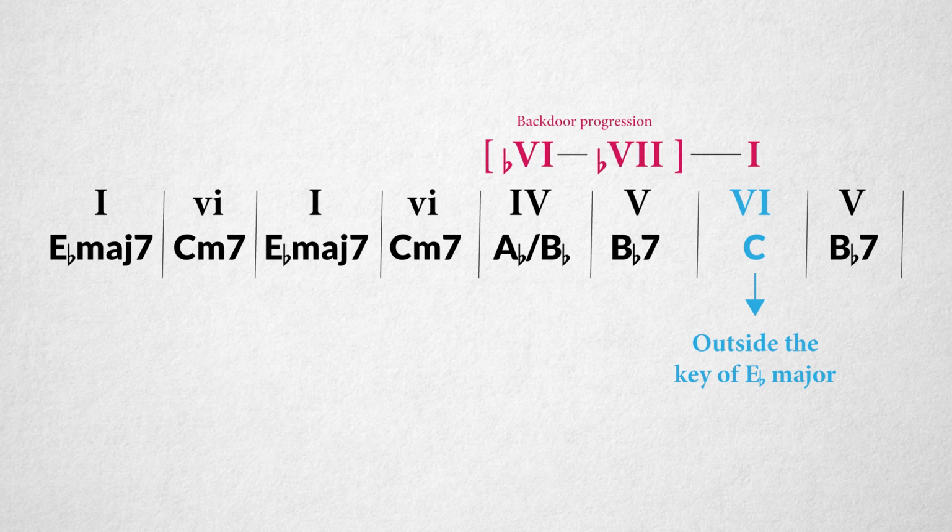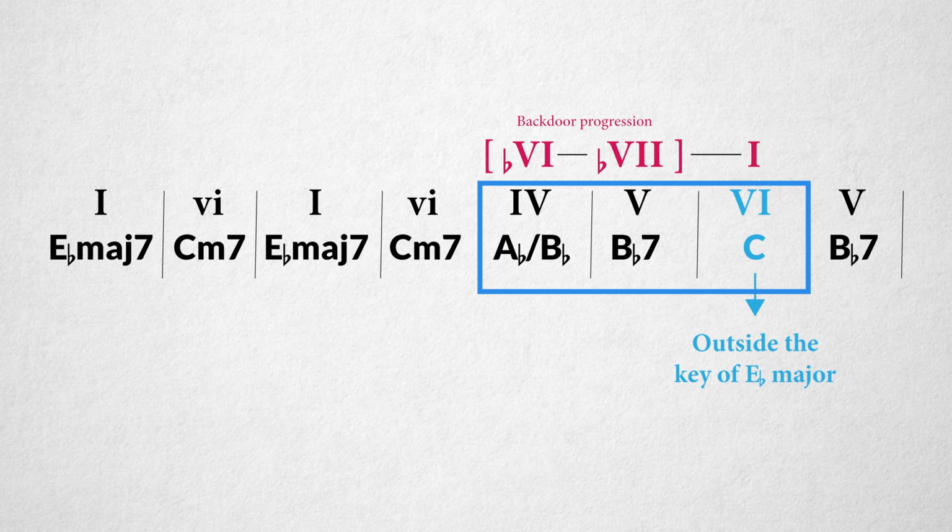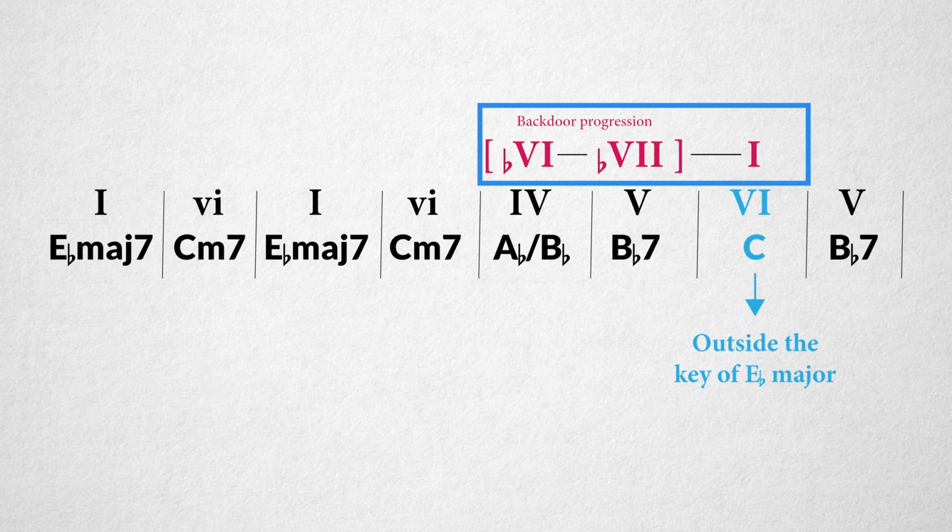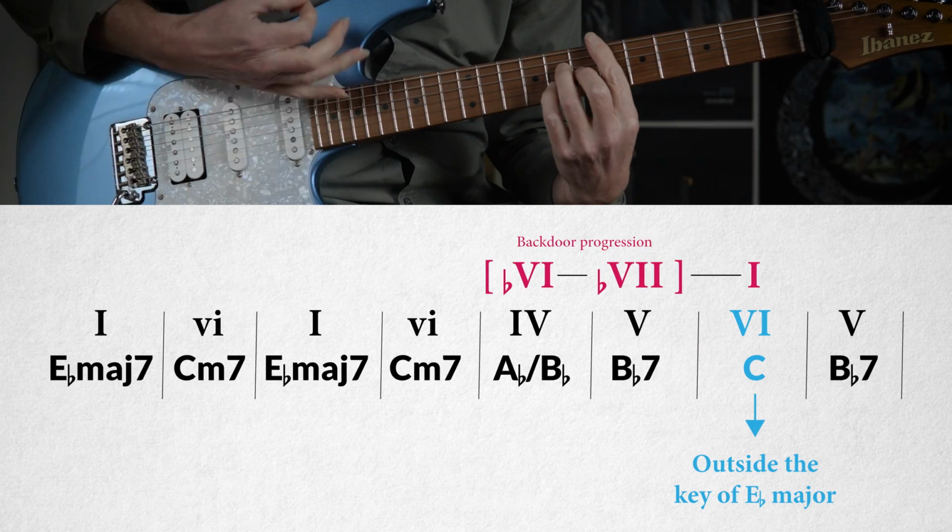You can use this in the standard progression in one key and switch to the backdoor progression, but now leaving the key instead of getting back into the key. Now in this example, in the key of E flat major, we use the 4 and the 5 chord to get to the C major chord that is not part of the E flat major key. In this way, we have created a backdoor progression like this.